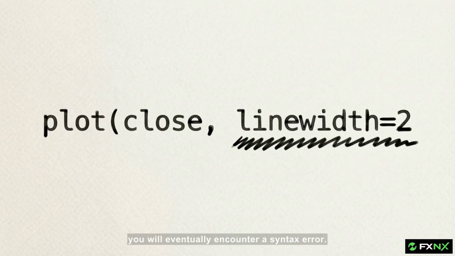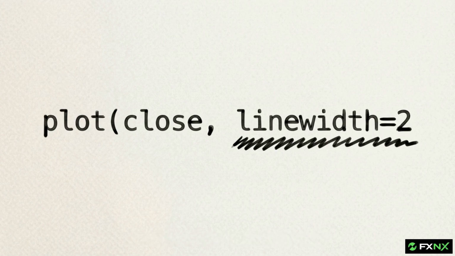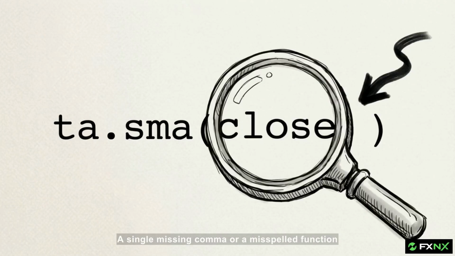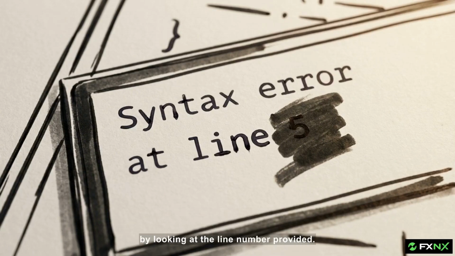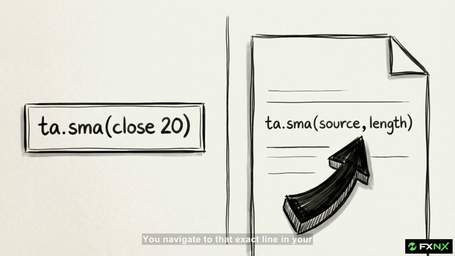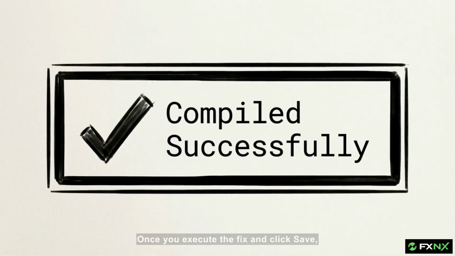When writing code, you will eventually encounter a syntax error. A single missing comma or a misspelled function name will prevent the script from compiling. The platform provides an immediate feedback loop. If there's a mistake, the console returns a glaring red error state, telling you exactly where it broke. You parse this error message by looking at the line number provided. You navigate to that exact line in your editor, check it against the proper syntax, and identify the missing character. Once you execute the fix and click Save, the console updates to a green success state, confirming the code is clean and ready to use.